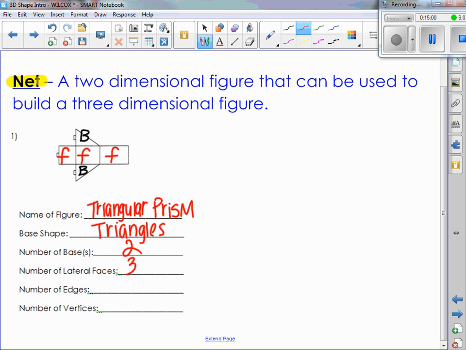Good, 9. 9, making 3 from each of the triangular pieces, 3 around each base, and then the 3 that come up to make the height. So giving me a total of 9. How many vertices? 3. If I were to construct this, I would have 3 corners on my top triangular base, 3 corners on my bottom triangular base. So again, this can be kind of confusing if you're looking at the net. So try, if you can, to visualize the actual 3D figure and to be able to identify its different attributes.